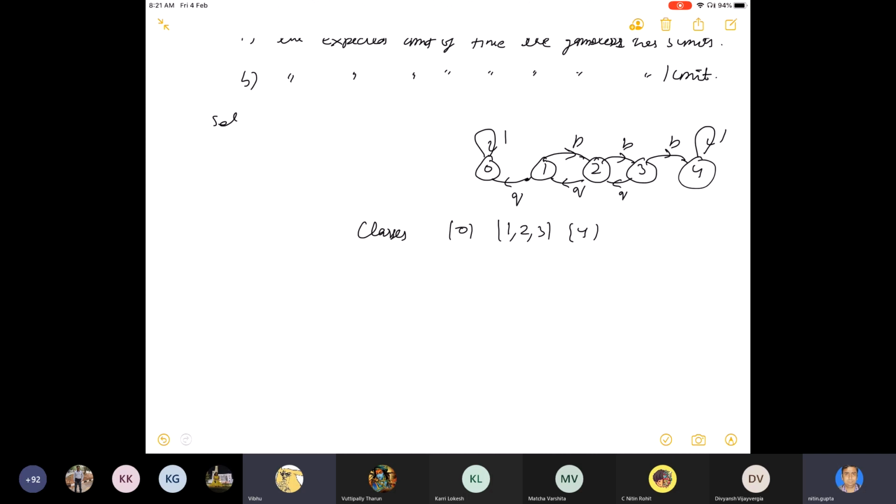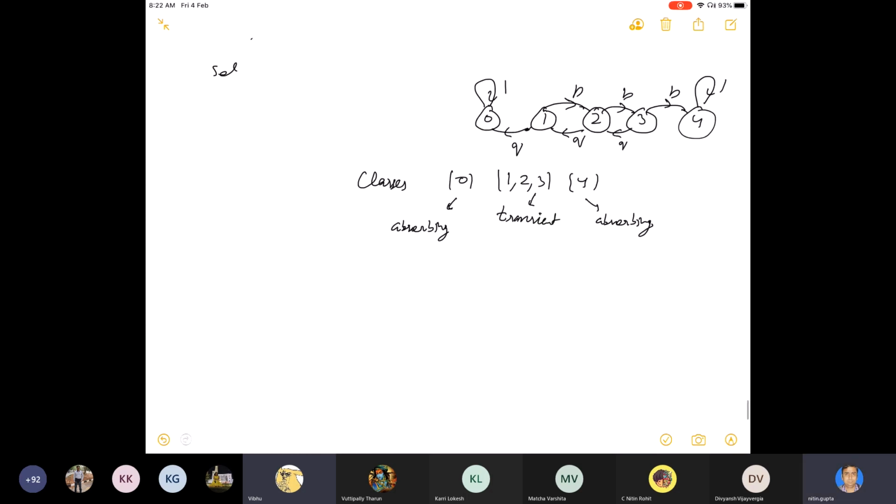So therefore 1, 2, 3 are transient, and 4 is absorbing or recurrent, because something going in cannot come out. So 0 is also absorbing and recurrent. Okay, so these are the states. So the set of transient states is 1, 2, 3 here. Okay, so this may be different also.